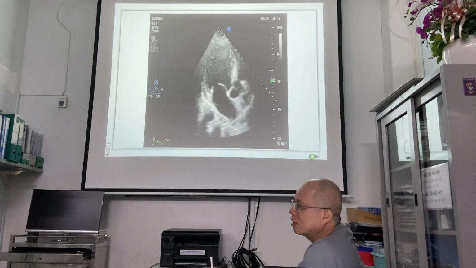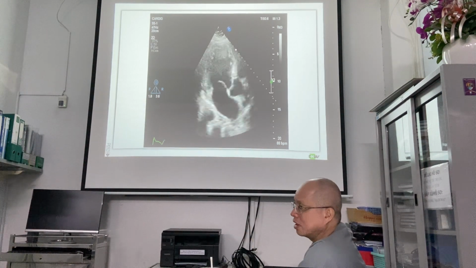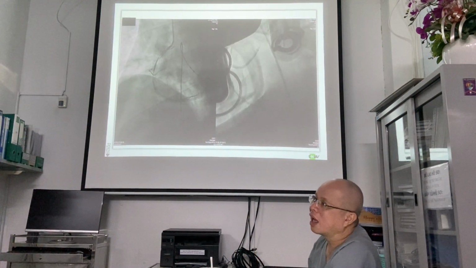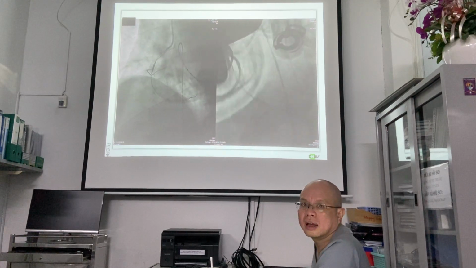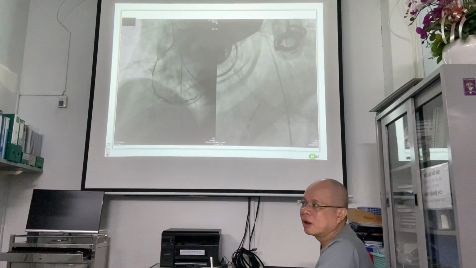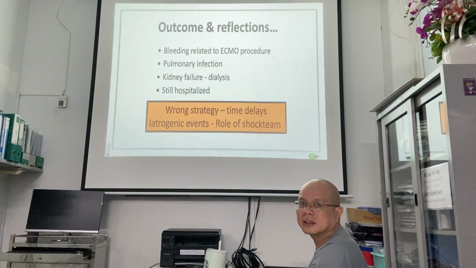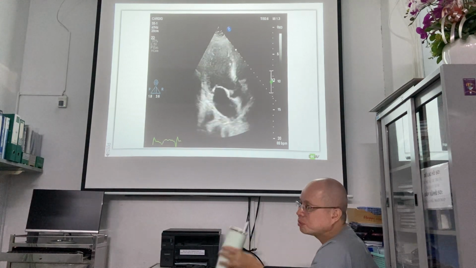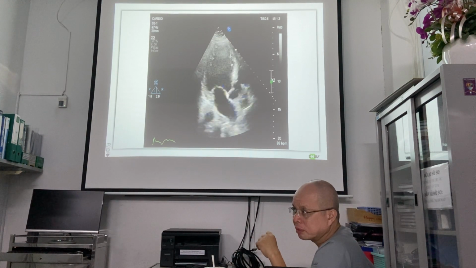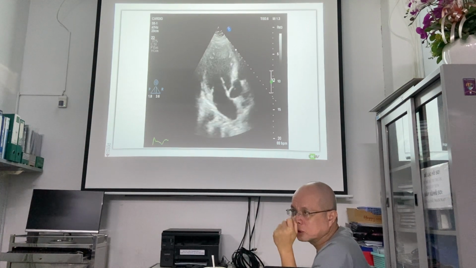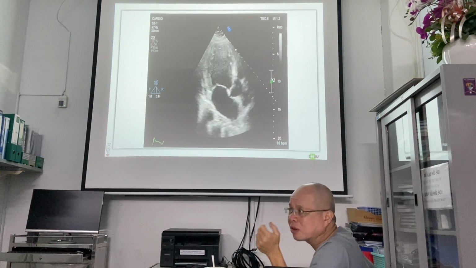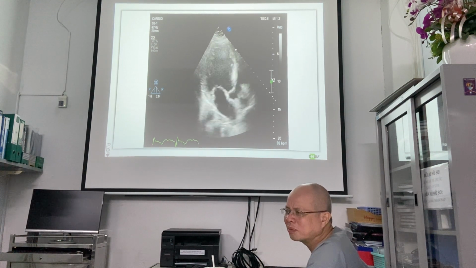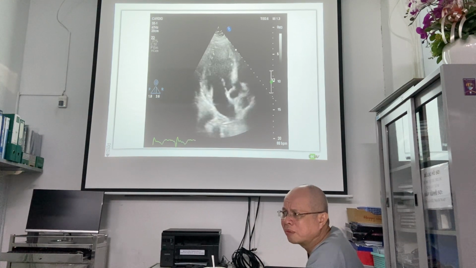They opened the LAD, and the RCA, with Impella, and they put a stent under ECMO. But I think this case shows you a wrong strategy, a wrong decision. So I also told my colleague that this is the very important role of the ECG. The ECG also gives us something we never thought of before.